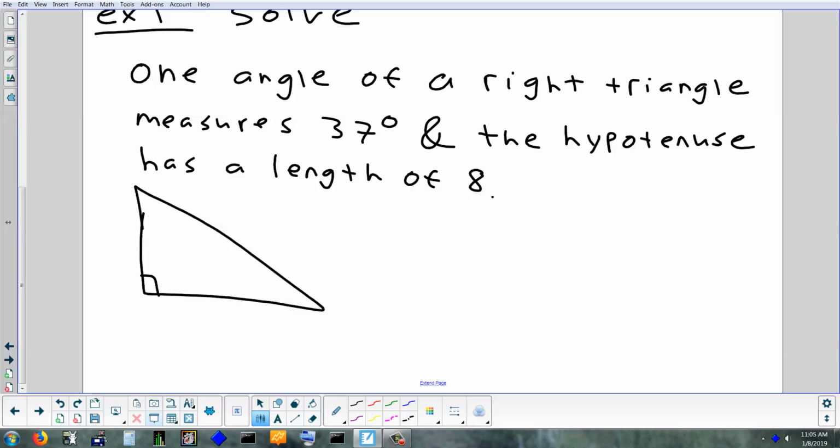All right, so they tell me the hypotenuse is 8. I'll label that. And then it says one of the angles is 37. It doesn't say which one. Doesn't matter which one. So if you put the 37 at the top, or you put it at the bottom, you're going to get the same two answers that I get. You're just going to call them different letters.